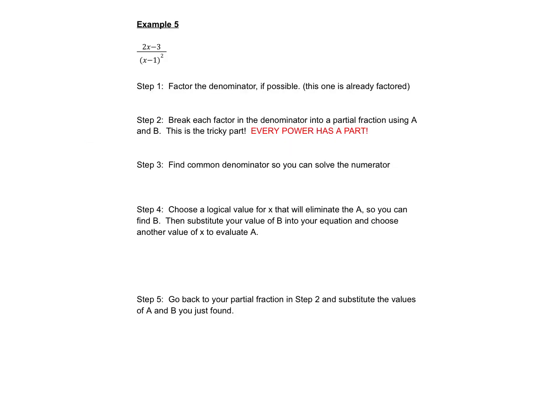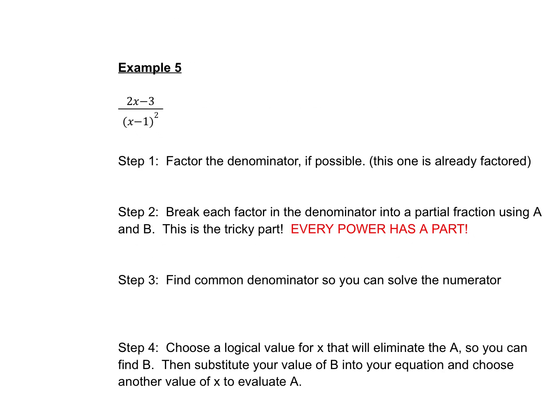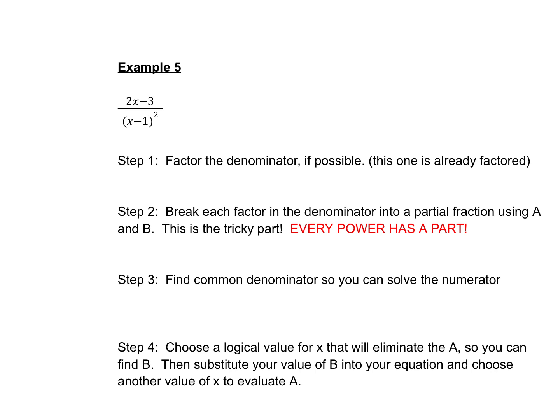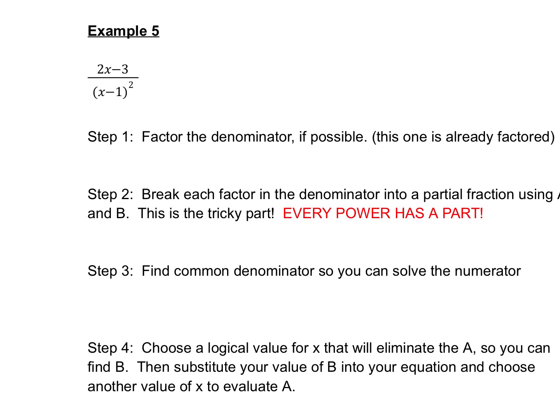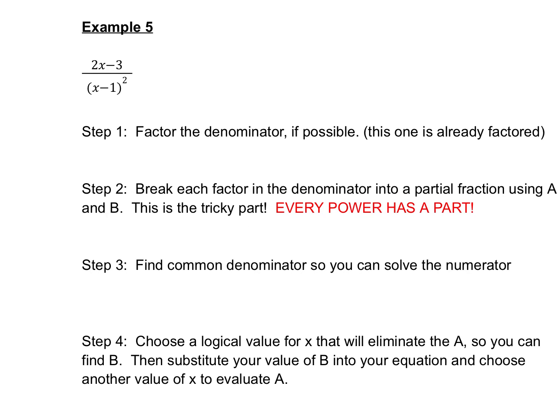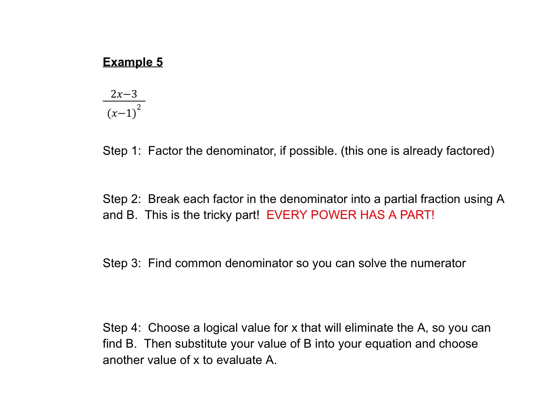All right, let's take a look at another example here. We have 2x minus 3 over x minus 1 squared. It's already factored. We're just going to leave it as 2x minus 3 over x minus 1 squared. When we factor it and break it apart, we have a squared. So we're going to have an x minus 1 and an x minus 1 squared.